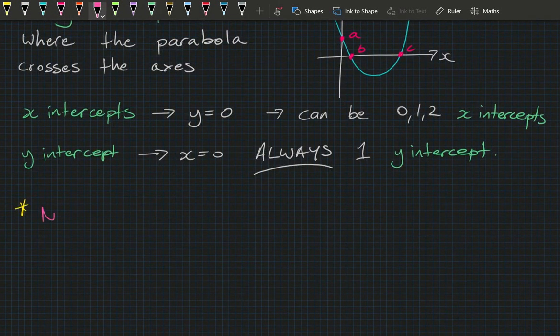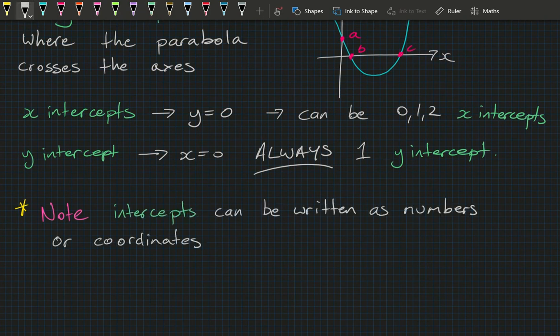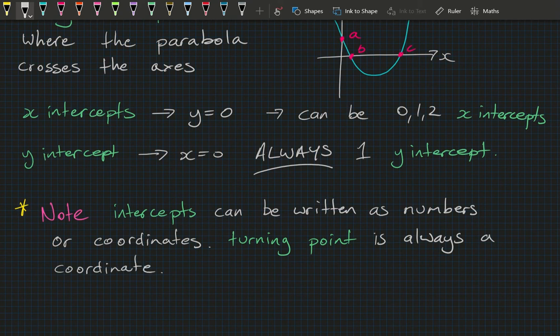Also note that intercepts can be written as numbers or coordinates, but the turning point is always a coordinate. Marking it on the axis means you don't necessarily have to state it's a coordinate.